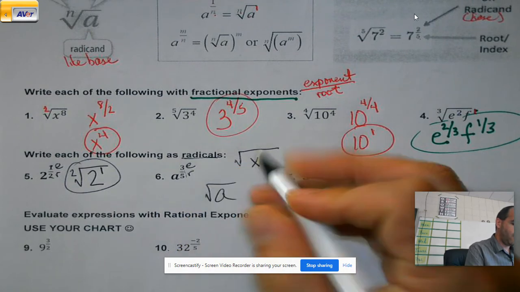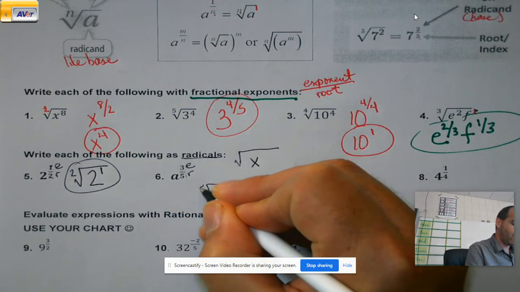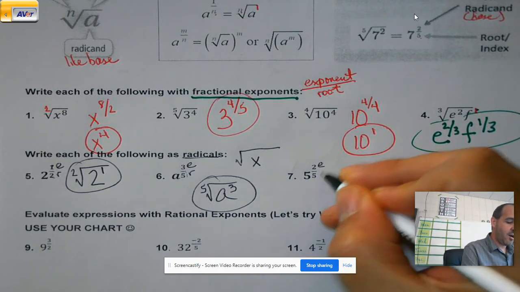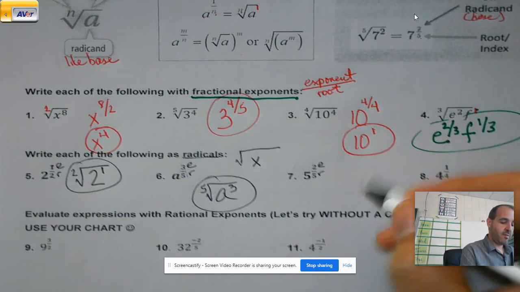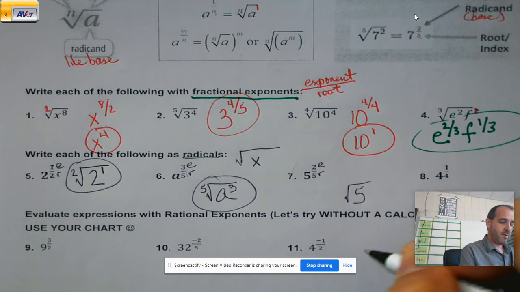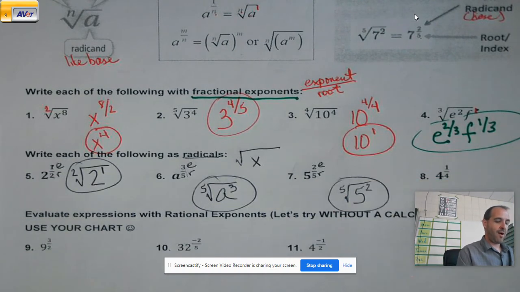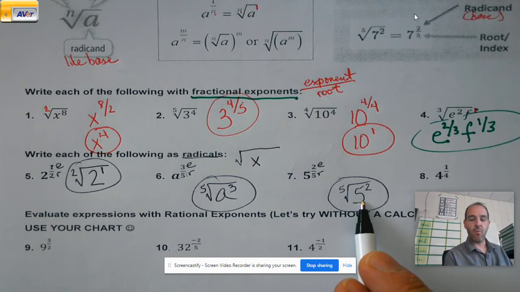Exponent, root. Exponent, root. There's a natural connection between them. I just got to keep looking at them and working through it that way. And it doesn't hurt to keep labeling them. Exponent, root. Now, could I simplify that more if I wanted to?